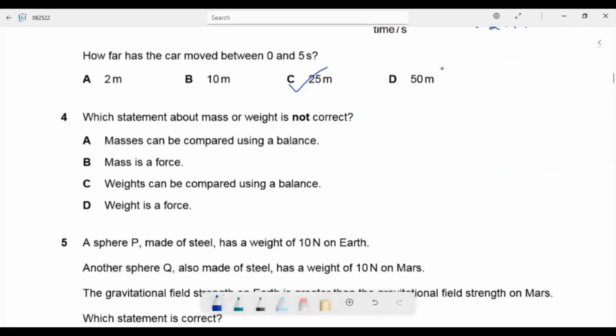Which statement about mass or weight is not correct? This is the right statement: mass can be compared using a balance. Mass is just anything that contains matter. It is not a force. So this is the wrong statement. B: weight can be compared using a balance. This is right. Weight is a force. That's also right. So our answer is B. Mass is a force. That is the wrong statement.